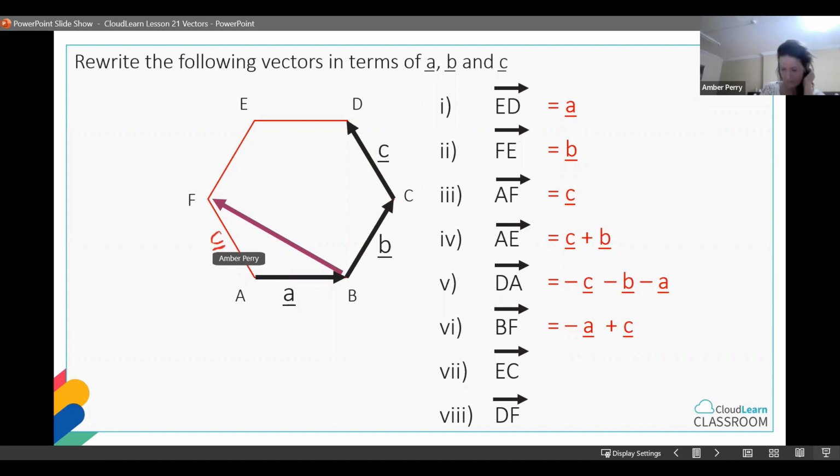This is AF is C, that direction. FE in that direction is the same as B. ED in that direction is the same as A. So with those, it's much easier for you to build your pathways now. So let's have a look. E to C. See if you can write in the chat what E to C is. I think this one's a little bit easier.